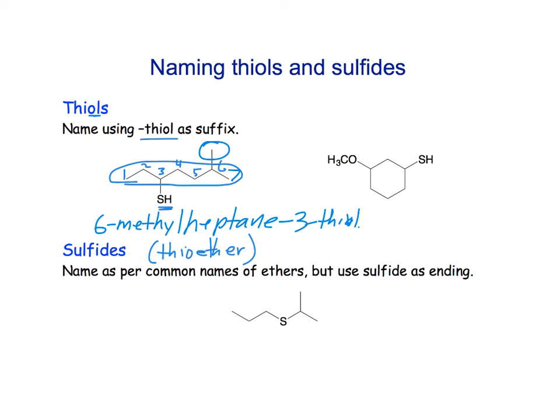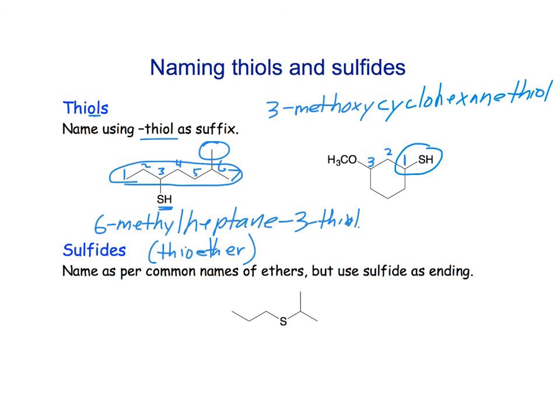All right, in the second one we have a ring. We'll give the thiol number 1. It ranks higher than the ether. 1, 2, 3. And so this one would be, let's write it up here, 3-methoxy cyclohexane thiol. Because that thiol is automatically at position 1, we don't need to use the number.